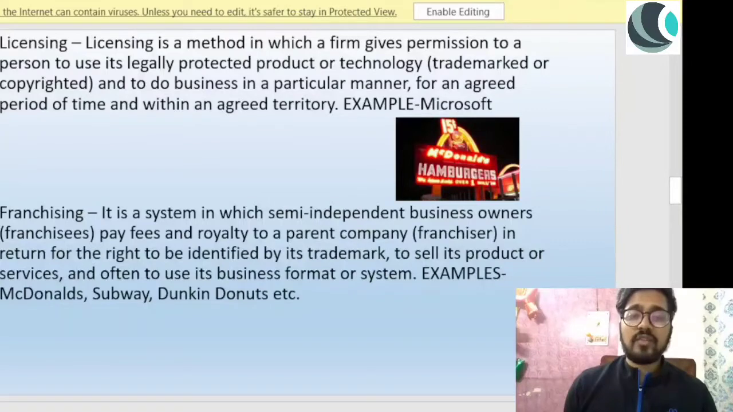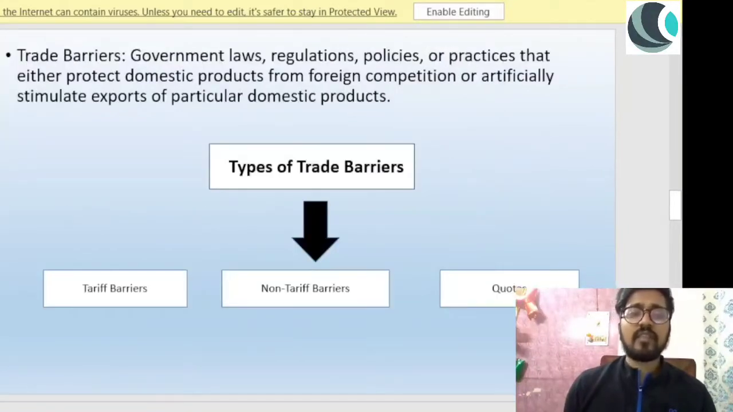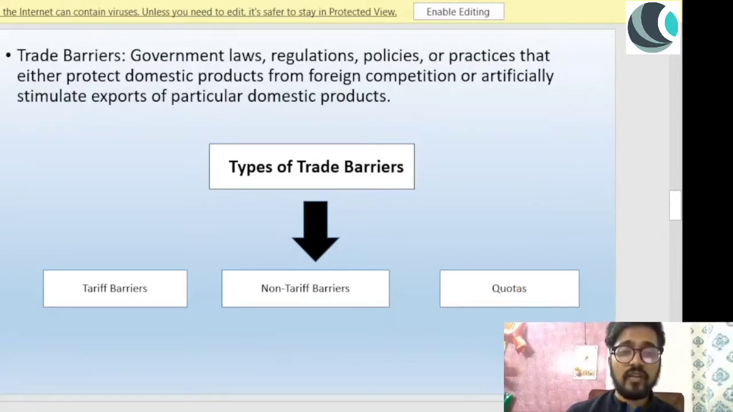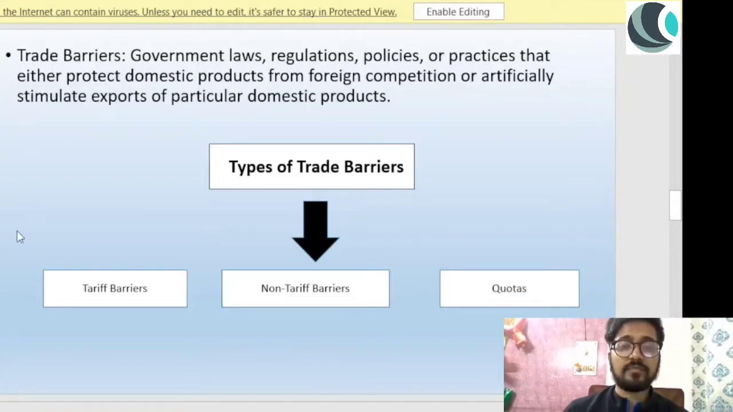All right. So let's continue with our topic, the trade barriers, because we are talking about trade. We talked about the methods to enter into international business, but there will be some barriers as well. There are barriers to everything, right? So we are talking about trade barriers. The first thing, what are trade barriers? Government laws, regulations, policies, or practices that either protect domestic products from foreign competition or artificially stimulate export of particular domestic products.